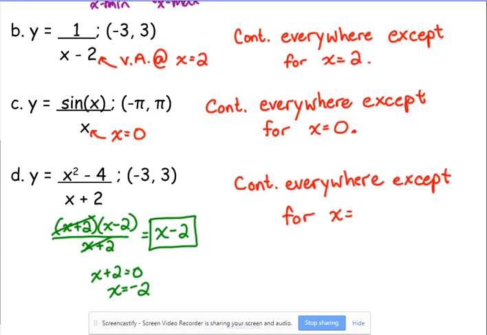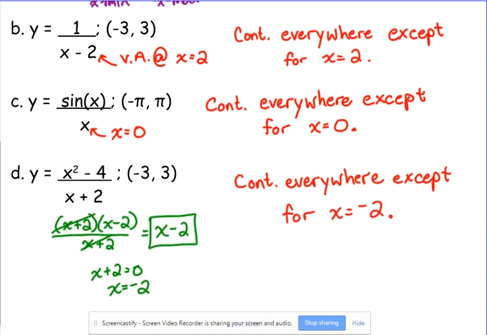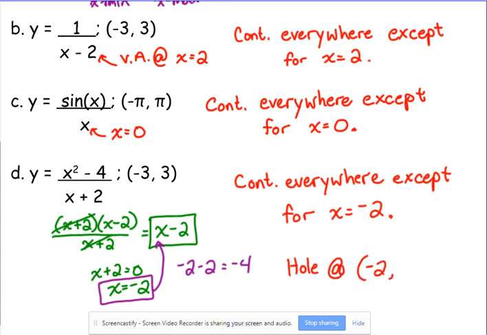Now, something that's going to come up later, so we might as well talk about it now, is, where should the y value be at that hole? What value would plug in the hole? After you figure out where it's at, you plug it into the simplified version. So -2 minus 2 is -4. So the hole is at the point (-2, -4). -4 is the y value that's missing.